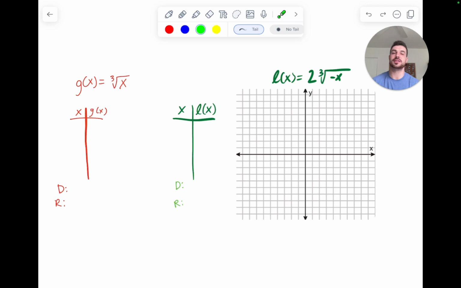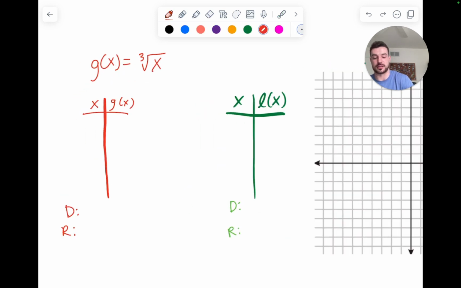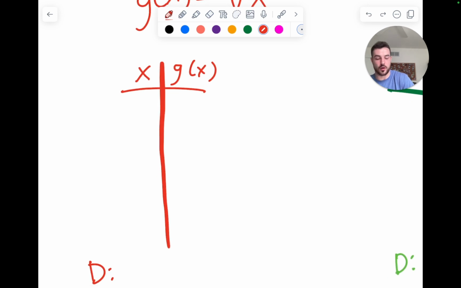And so I want to use the same idea as we talked about before. We are first going to start with our parent function here, which is the cube root of x. It's called g of x here. And we're going to pick some nice x values to plug in. Now, just like before, I'm going to include some positives and some negatives.